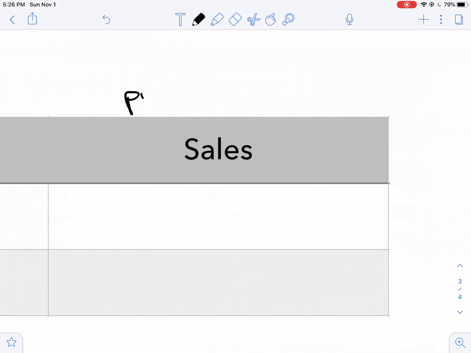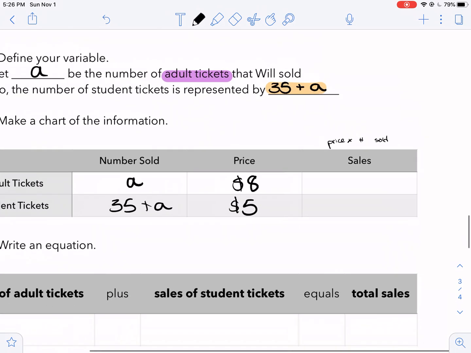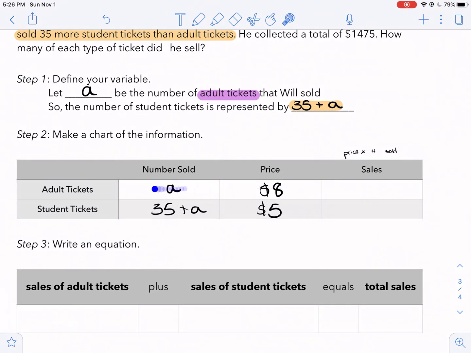The sales is always going to be the price times the number that you sold. So the sales earned from adult tickets would be their price, which is 8, times the number sold, so 8A. Yay! But the sales of the student tickets is 5 times the number of student tickets sold, which is 35 plus A. Ooh.